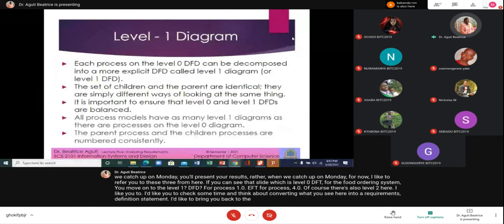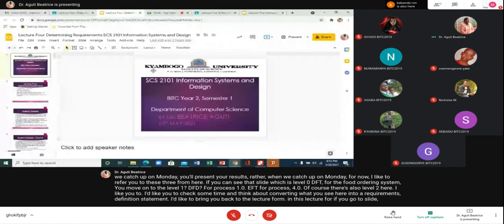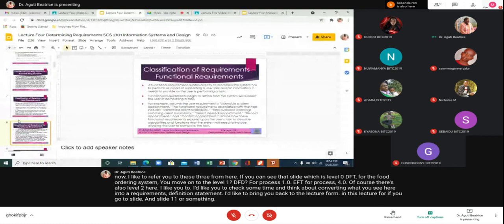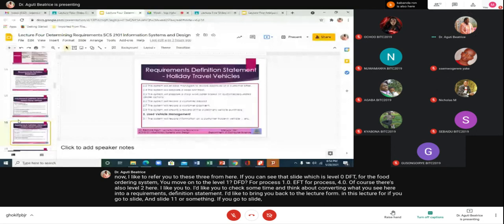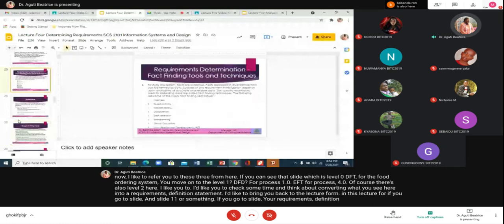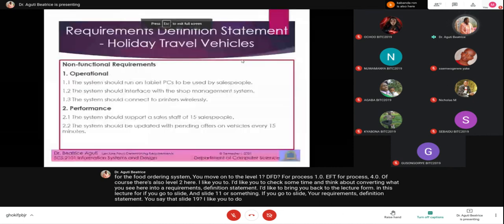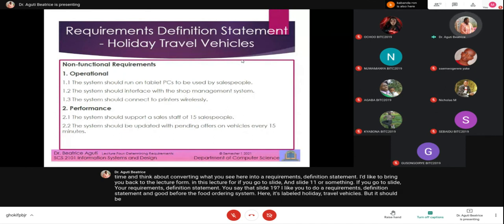I'd like to bring you back to lecture 4. In this lecture 4, if you go to slide 11, the requirements definition statement, you see that slide 19. I'd like you to do a requirements definition statement for the food ordering system. Here it's labeled holiday travel vehicles, but it would be a requirements definition statement for the food ordering system.